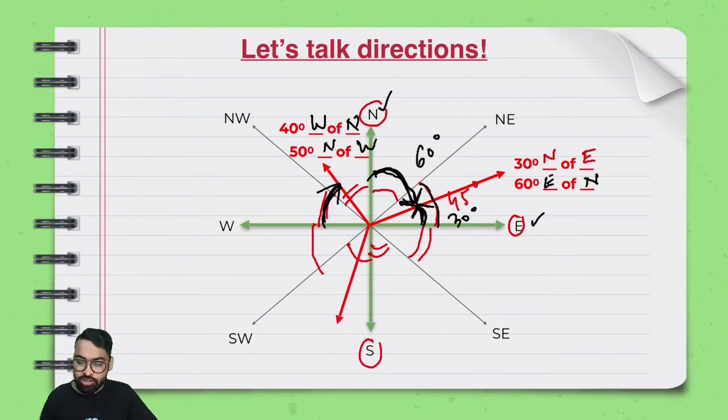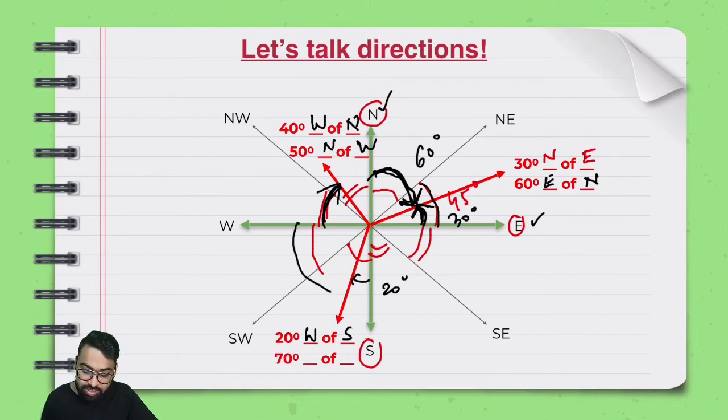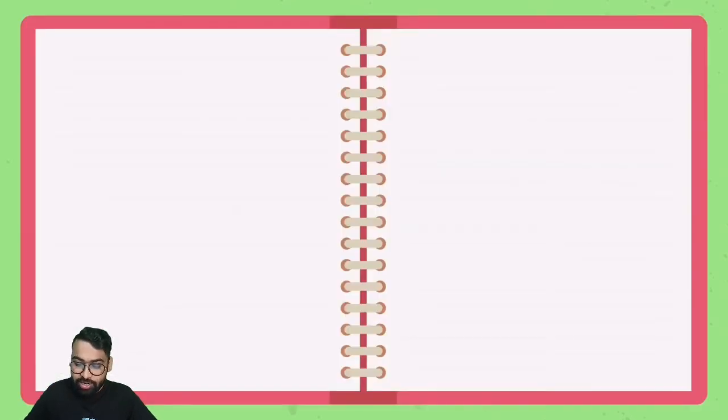Let's take up one more example here. If the vector is drawn something like this and you are set 20 degree. Now this is obviously 20 degree. 20 degree west of south, right? 20 degree west of south. Or you can also call this 70 degree and you can say this is 70 degree south of west. 70 degree south of west, right? I hope this direction part is clear to you now. Let's move ahead and try to do a little bit of questions.